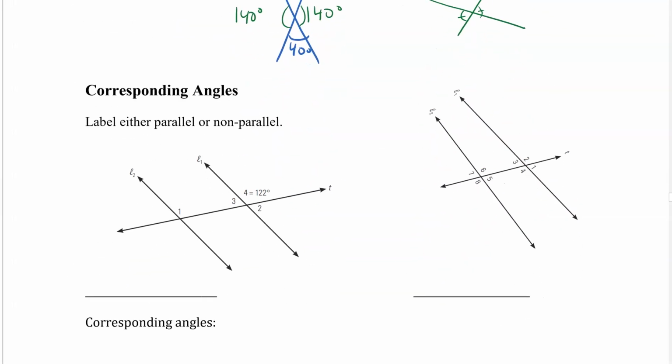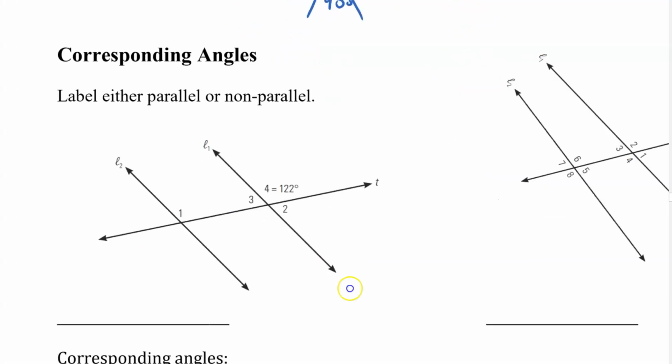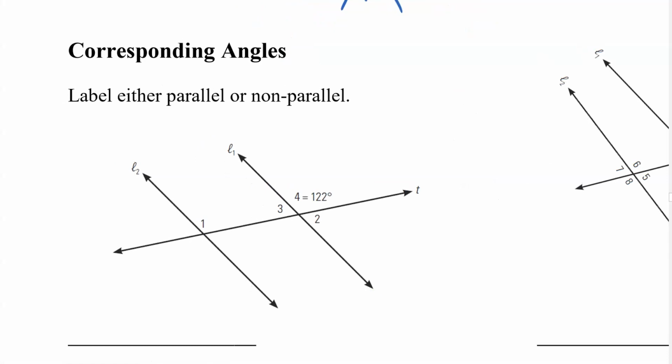Okay, our next one that we're going to talk about, oh, actually before we get to the next one, we have to talk about what are corresponding angles. So corresponding angles are like the similar angles when we have more than one intersection. So in this case we have two different intersections. I'll call it the yellow intersection, and I'm coloring this one the blue intersection.